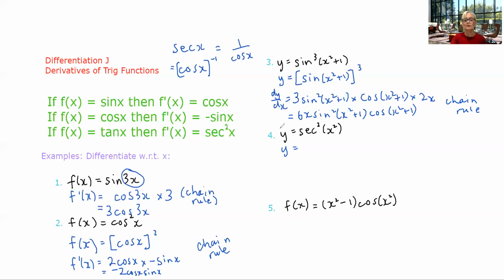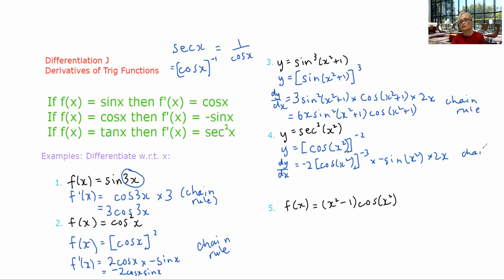Let's do this one. We just talked about this a minute ago. Sec squared really means cos of this x squared raised to the negative 2. So the innermost function is the x squared, then we've taken cos of it, then we've raised it to the negative 2. So going in from out, we're going to get negative 2 times this to the negative 3 times the next innermost function is the cos, so times negative sine, and then the very innermost function is our 2x.